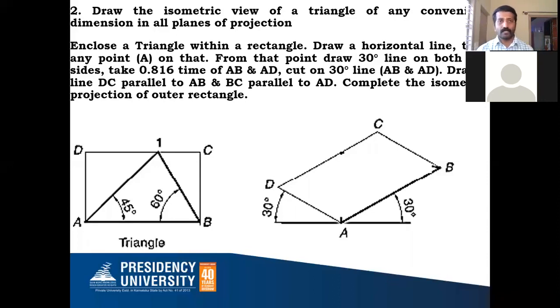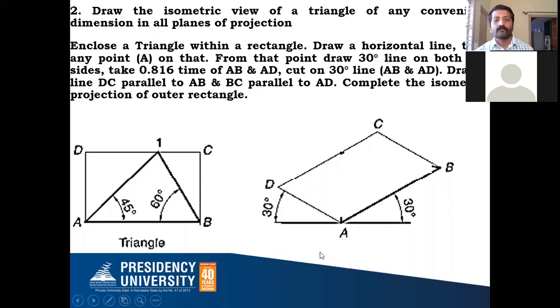So what is the procedure for the triangle? First, I need to draw the isometric projection for the outer rectangle. Next, I'll draw the isometric projection of the triangular lamina within that. We have just discussed three or four examples, so we know how to draw the isometric projection for the outer rectangle which is given. You measure AB and BC and keep them with you.